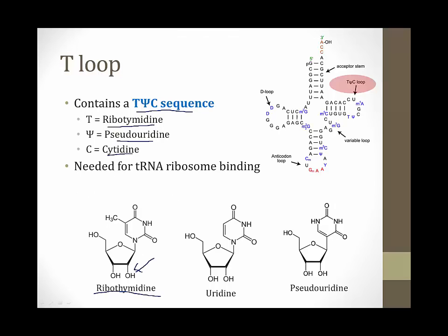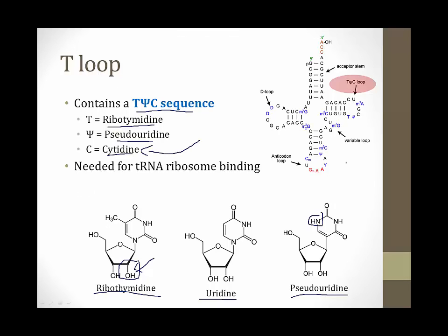This is a molecule of thymidine like you would find in DNA, but it has a hydroxyl group here, meaning it is a ribonucleic acid. This is a very unusual nucleotide, and it's found in the T loop of tRNA. The Psi in the T-Psi-C sequence stands for pseudouridine. This is the structure of normal uridine in the middle of the screen. Pseudouridine looks a lot like it, but the nitrogen is in the wrong position in the base. Therefore, it's called pseudouridine. And then the C is cytidine as you would normally find it in RNA.